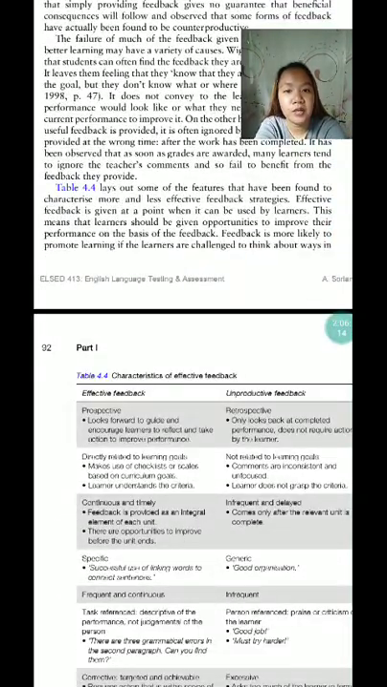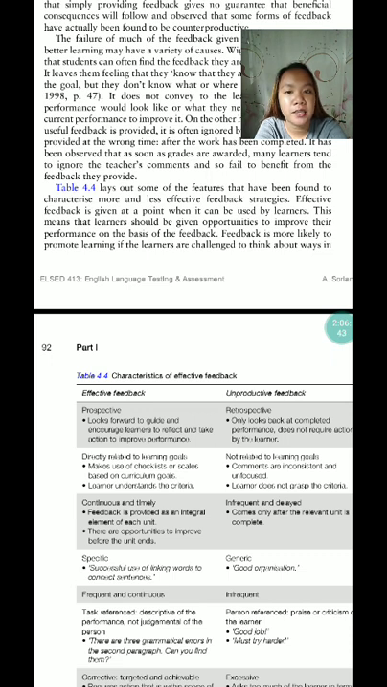Table 4.4 lays out some of the features that have been found to characterize more and less effective feedback strategies. Effective feedback is given at a point when it can be used by learners. This means that learners should be given opportunities to improve their performance on the basis of the feedback.